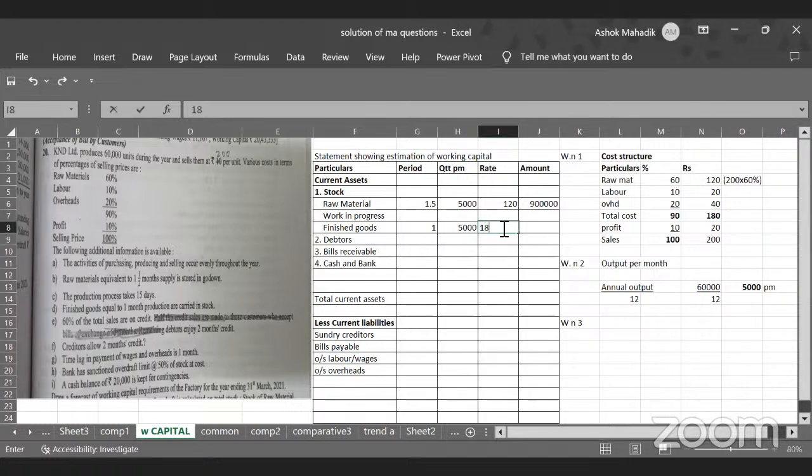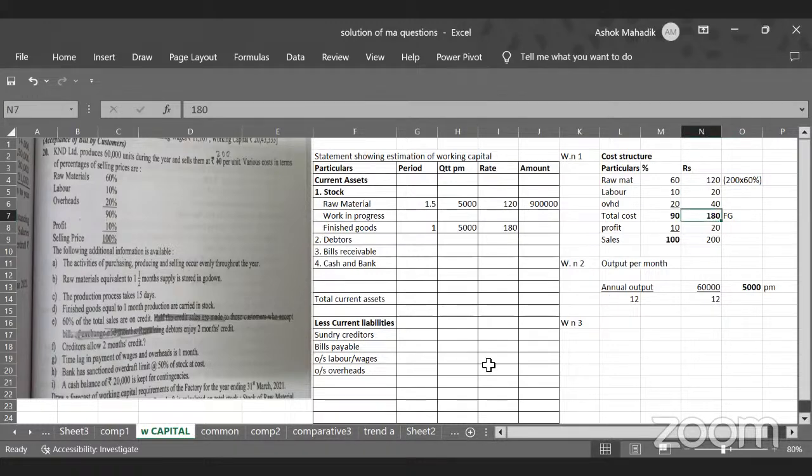How much is it? 180. Okay. Remember this. This 180 will be used for calculating finished goods. Clear? For raw materials, we use raw material rate only, 120. For finished goods, we'll use 180. Why 180? Because when we say finished goods, everything that is raw material, labor, overhead, all are applied on that goods. Okay, so we have to take total cost while calculating finished goods.